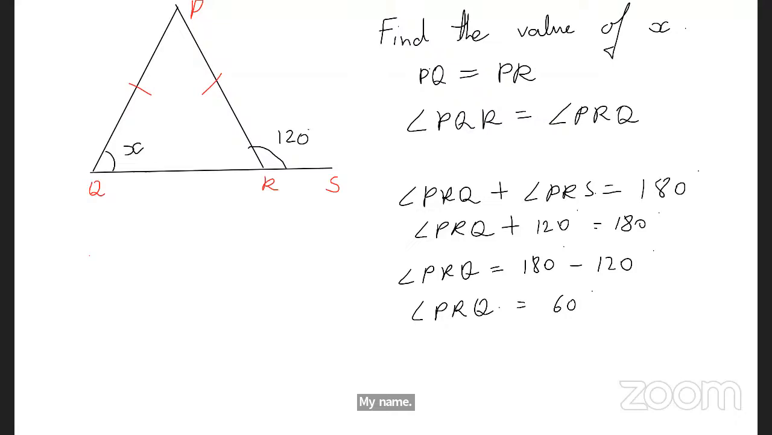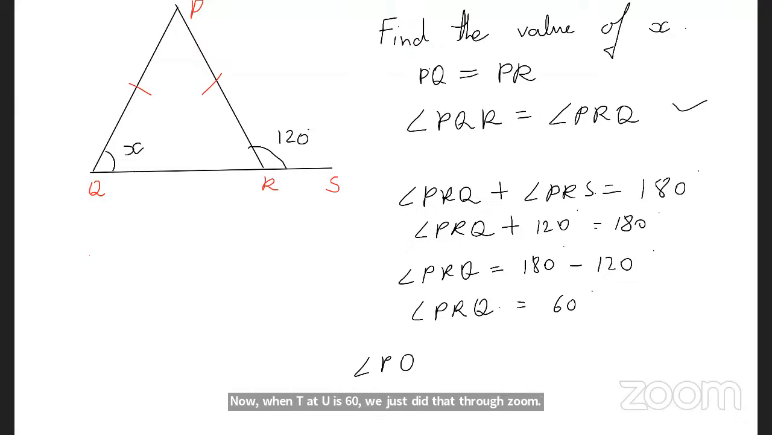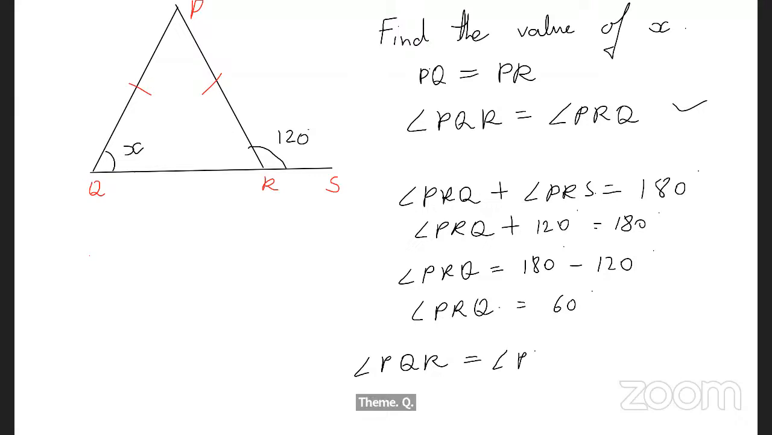Okay. Now when PRQ is 60 degrees, we just showed that PQR equals PRQ. So angle PQR equals angle PRQ equals 60 degrees. X equals 60 degrees. Okay. Hope you were able to get this. Hope you were able to understand. Yes, ma'am.